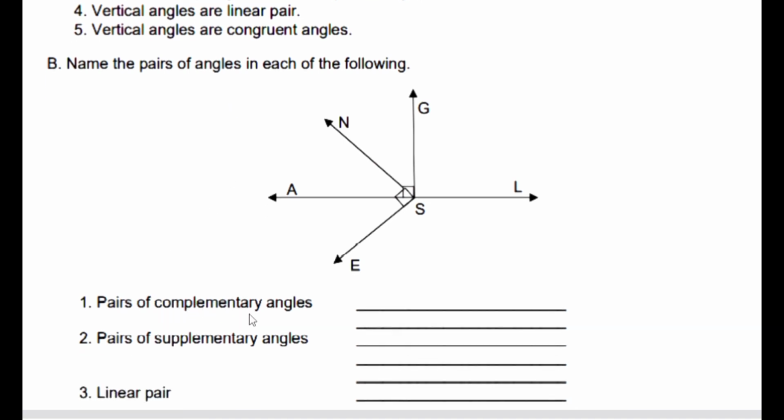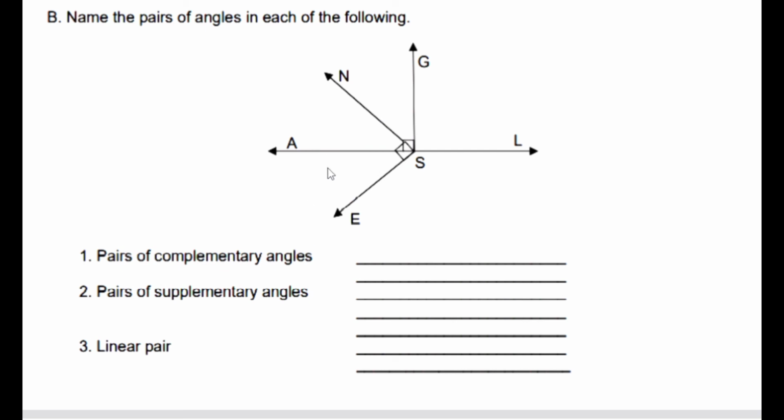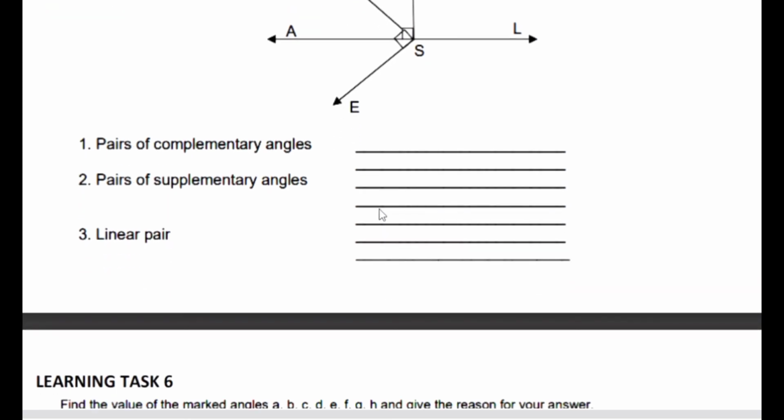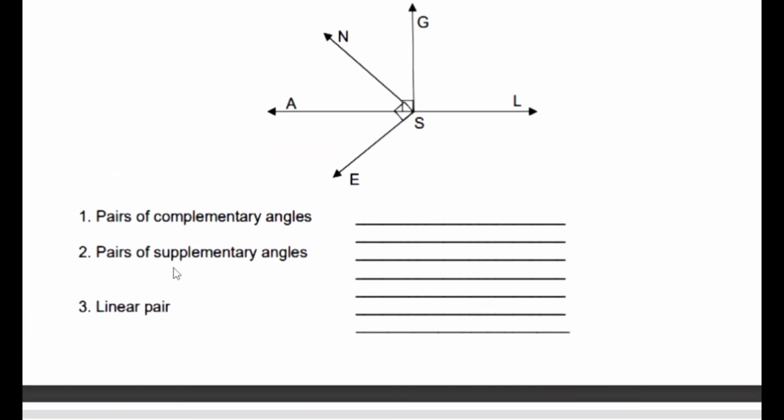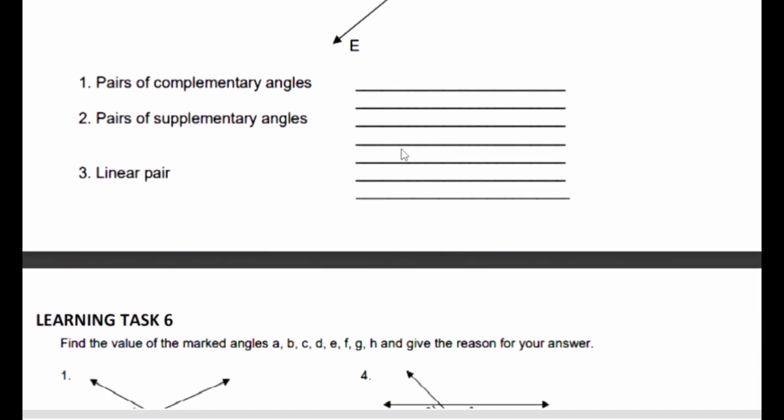So for number 1, pairs of complementary angles. When we say complementary angle, the result is 90 degrees or right angle. And then for number 2, pairs of supplementary angles. When you add those angles, the result is 180 degrees or form a straight line. And for number 3, we have the linear pair. Same as the supplementary angles, but they are adjacent angles.